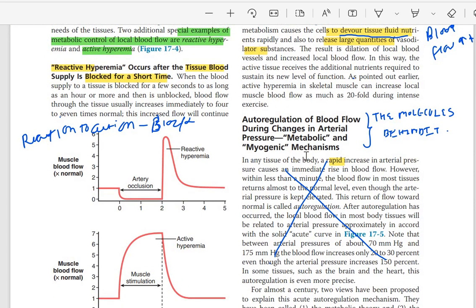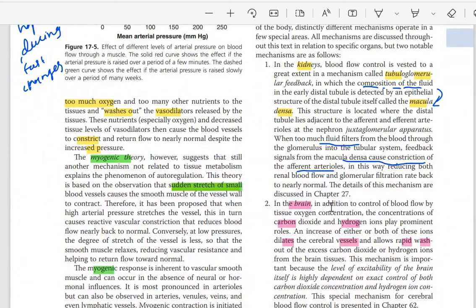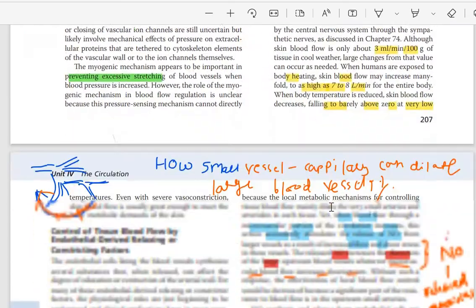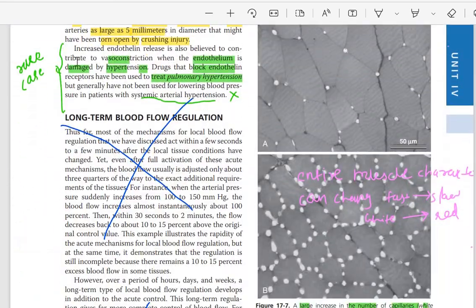In the next session we will start from autoregulation of blood flow, we will learn the myogenic theory, and in detail we will discuss nitric oxide, because many MCQs come on nitric oxide.